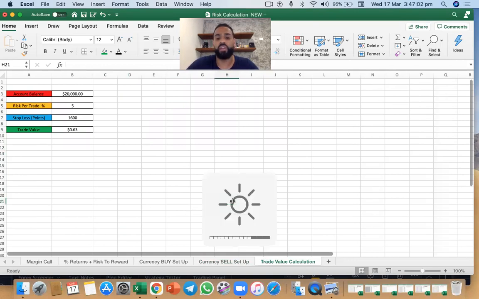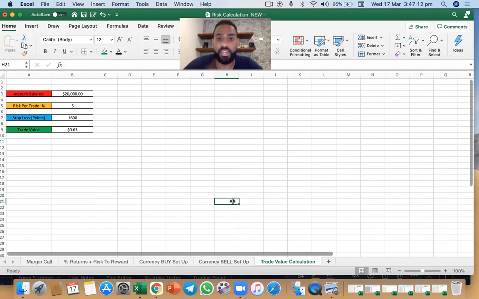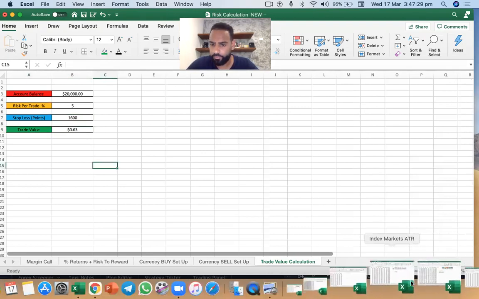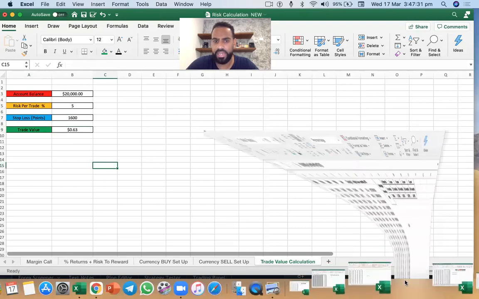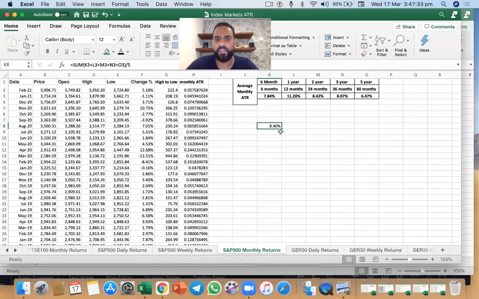So what about if I'm looking to trade, let's say, I don't know, what's a good example? The S&P 500 again, okay? Just an example. Let's say you have your account balance, you know how much you're going to risk per trade as a percentage, you figure out what the stop loss is in terms of pips, and then you're going to get your trade value. So let's say, for example, we're looking at the index. We know the S&P 500 fluctuates by 8.4%.